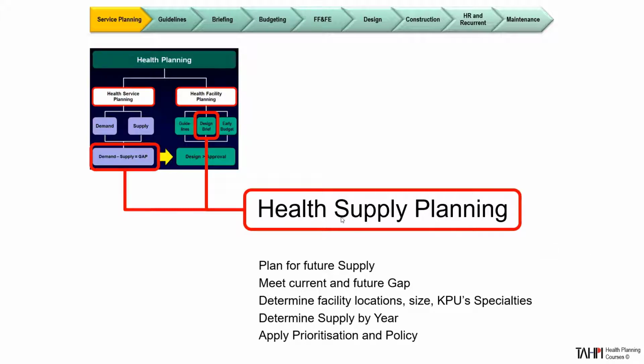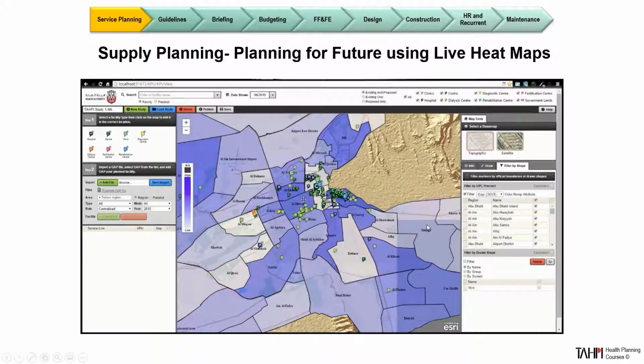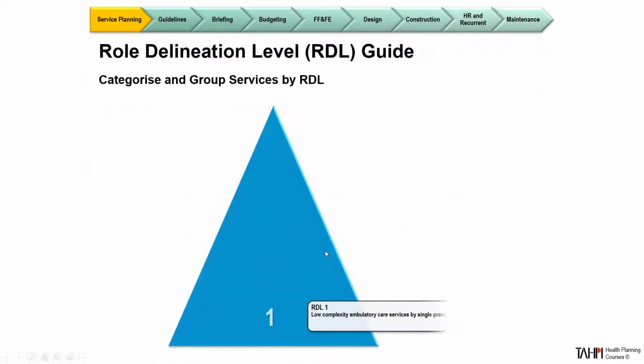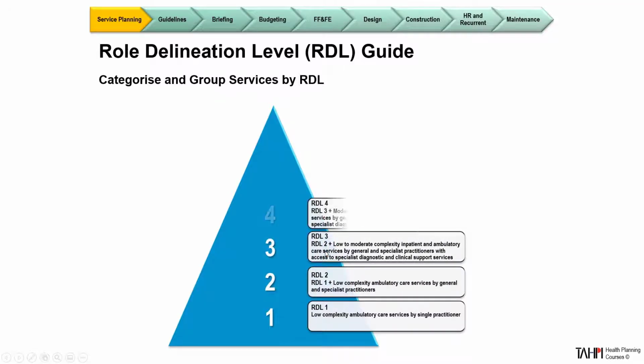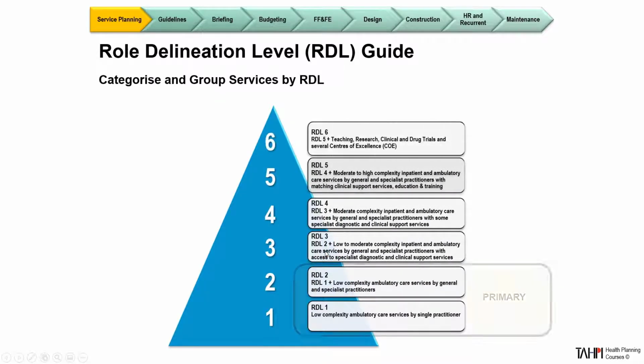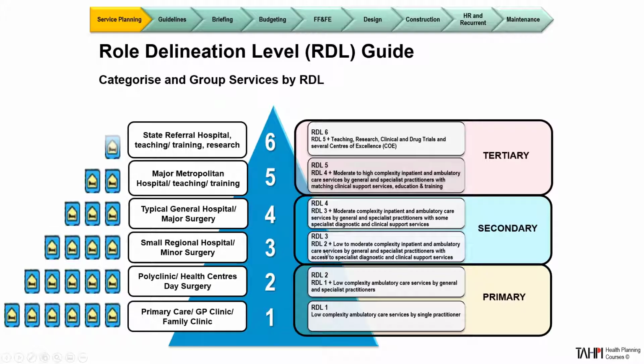Once we have identified the gaps, we need to do supply planning, that is, new supply to meet the gap. We cover this subject as well through heat maps that indicate the areas of the greatest gap. For example, the darkest colors in this heat map will indicate the areas of the biggest gap. Distribution is by level of service, known as role delineation level or RDL.